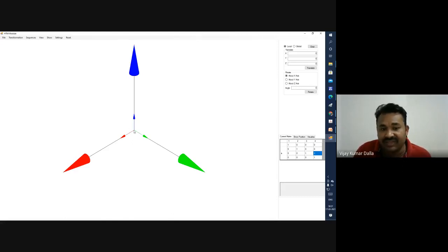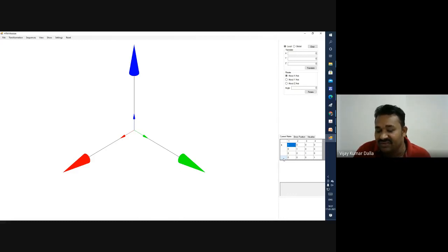Both frames are coinciding with each other. So, if you see the rotation matrix, the 3 by 3 matrix, these 9 elements are known as the rotation matrix. And this total matrix is known as the homogeneous transformation matrix.